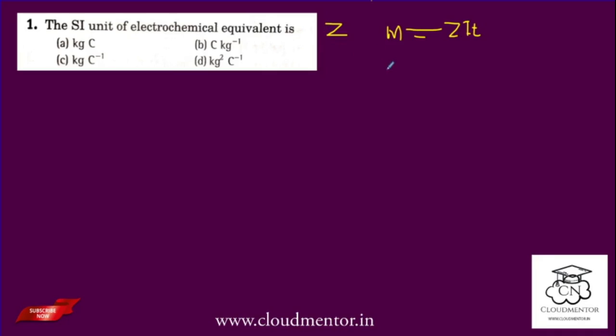Here, according to Faraday's first law of electrolysis, M is equal to ZIT, or IT is Q. So M equals ZQ, and here we need to find the SI unit of electrochemical equivalent. So Z equal to M by Q, and we know that the unit of mass is kilogram and the unit of charge is coulomb. So kilogram coulomb raised to -1 is the answer. So option C is the right answer.